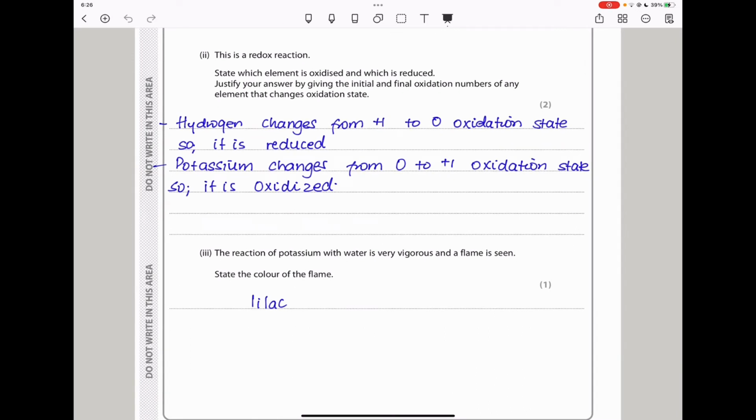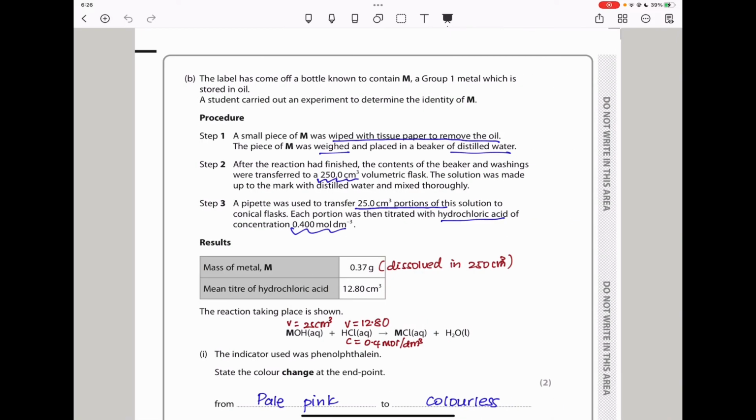The next part says the reaction of potassium with water is very vigorous and a flame is seen. They want you to state the color of the flame. Because this is potassium, the flame should be lilac in color since potassium cation gives off a lilac flame. Continuing on, they say the laboratory has a bottle known to contain M, a group 1 metal which is stored in oil. That is a reactive group 1 metal.